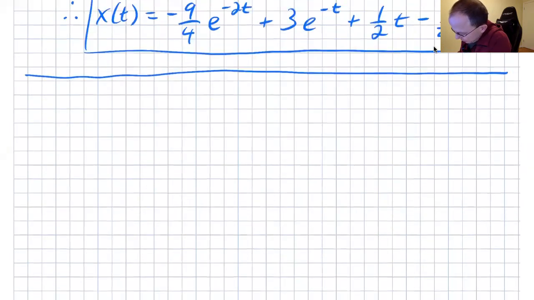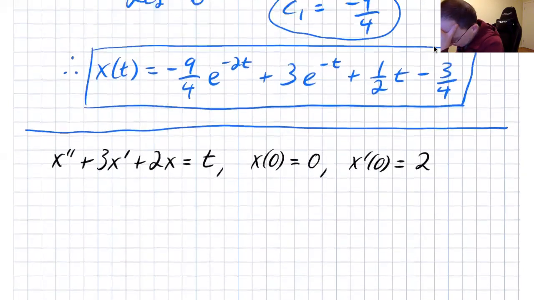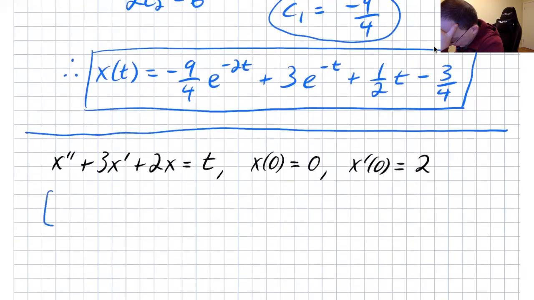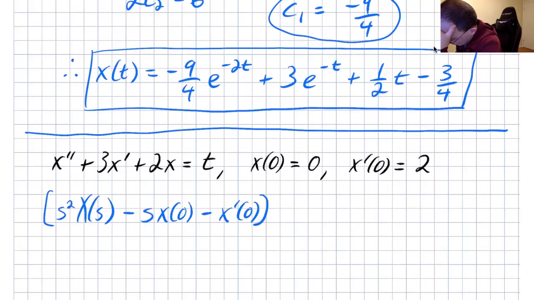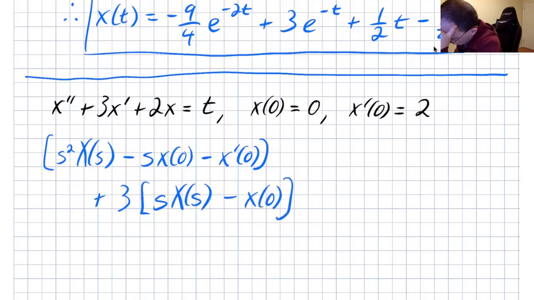So now using Laplace transforms, the Laplace transform of x double prime is s squared x of s, minus s times x of 0, minus x prime of 0, plus 3 times s times x of s, minus x of 0, plus 2 times x of s, and then the Laplace transform of t is 1 over s squared.